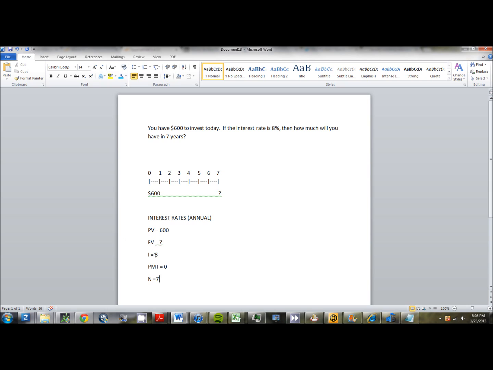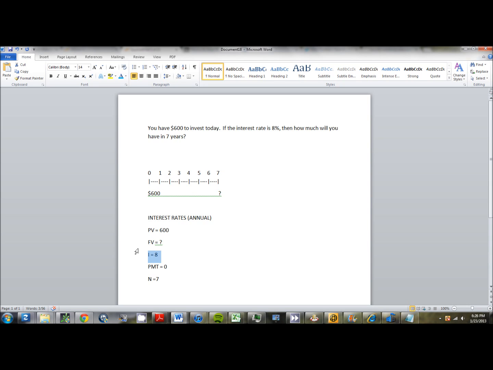So you want to key in 8 and then I. It's technically I over Y on this calculator. So 8 is I. Now, a quick note. For the calculator, your interest rates, so I'm talking about this guy right here, have to be in percent. Meaning, if it's 8%, the number goes in as 8. It does not go in as 0.08.